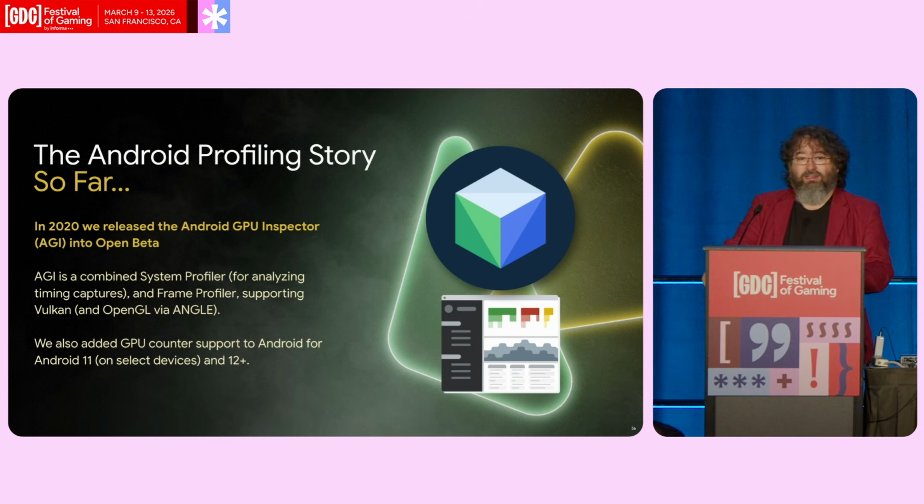Although I suspect that in 2020 you might have had a few other things on your mind, so you'll be forgiven if that managed to slip underneath the radar. AGI supported system profiling, that is, like Perfetto, it did wall clock time analysis of system event traces. It also supported frame profiling through API call capture for Vulkan. And as part of the rollout of Android 11, it supported GPU counters on specific devices.